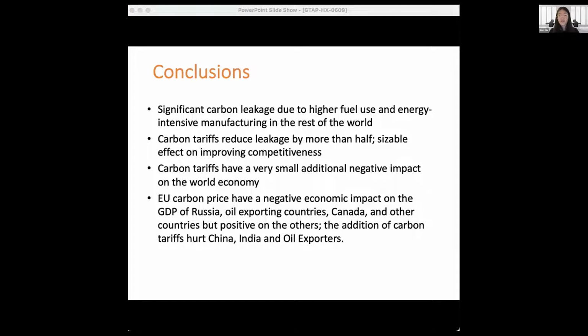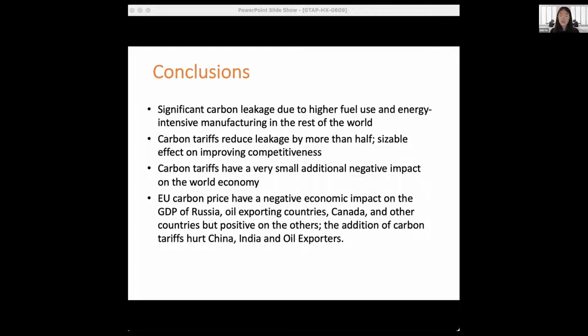We found that the EU carbon pricing policies have significant carbon leakage due to high fuel use and energy-intensive manufacturing in the rest of the world. Secondly, the carbon tariff reduced carbon leakage by more than half. It has a sizable effect on improving the competitiveness of firms in carbon pricing countries. And the carbon tariffs have a very small additional negative impact on the world economy, even with the large reduction in leakage.